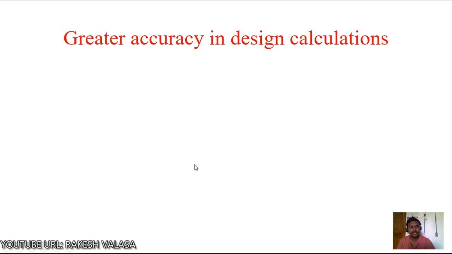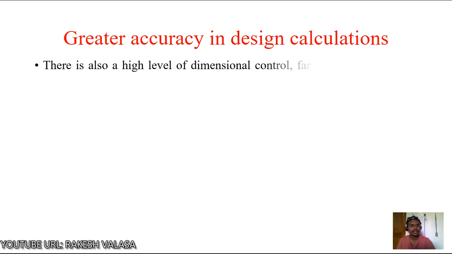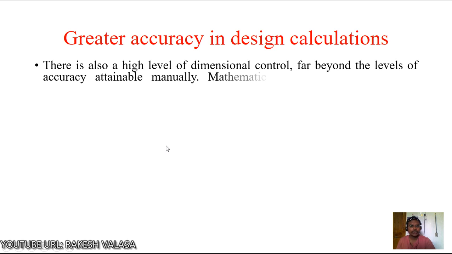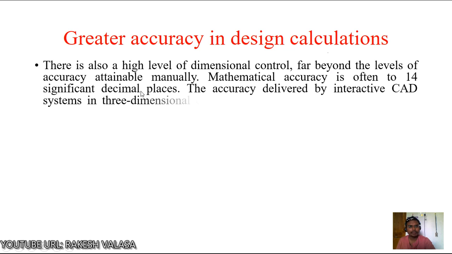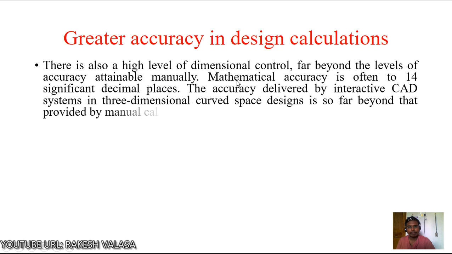The next benefit is greater accuracy in design calculation. There is also a high level dimensional control far beyond the levels of accuracy attainable manually. Mathematical accuracy is often to 14 significant decimal places. The accuracy delivered by interactive CAD system in three-dimensional curve space designs is so far beyond that provided by manual calculation methods that there is no real comparison.